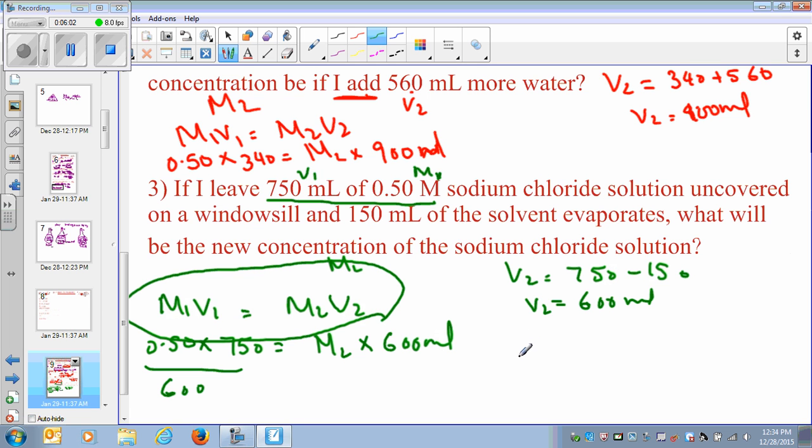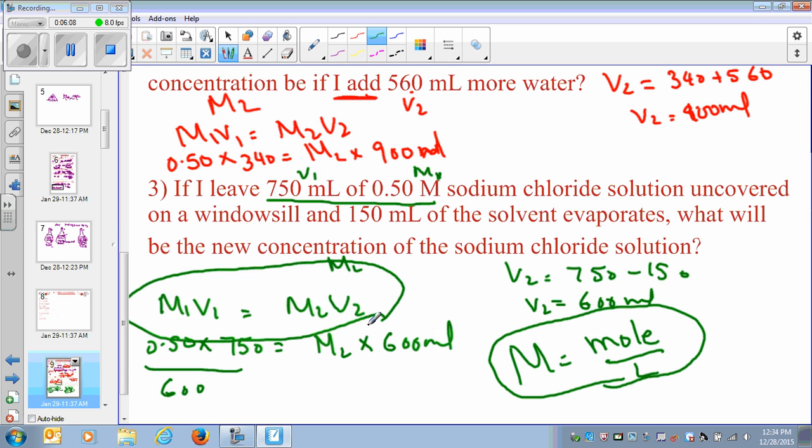So we learned two things in molarity. Molarity equals moles over liters. That was the formula to calculate molarity. And then the molarity by dilution is M1V1 equals M2V2. These two formulas we will be practicing in class.